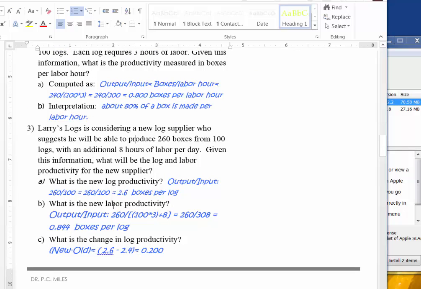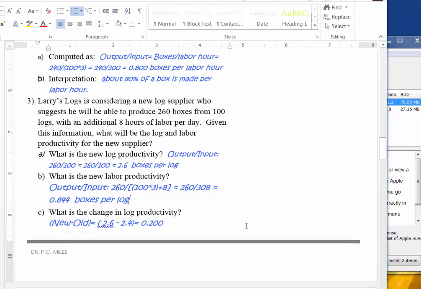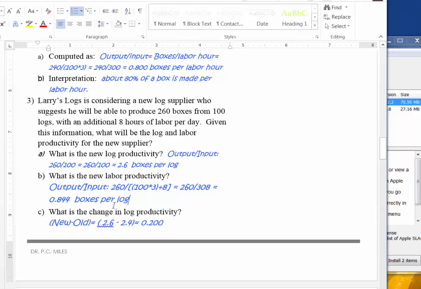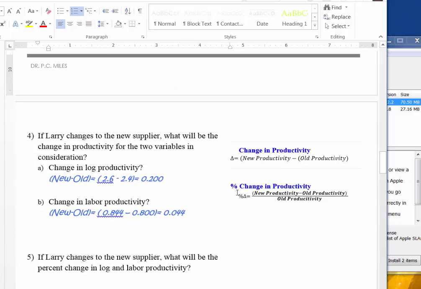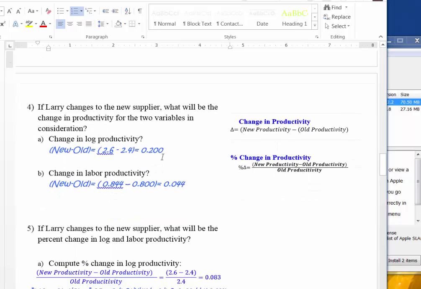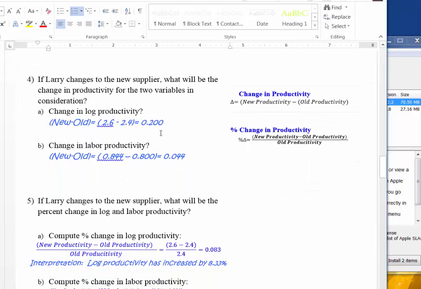We can also do this in terms of labor productivity. Again, we're going to do it the same way. We're going to have output divided by input. Output is 260 divided by 100 times 3 plus 8. So we end up with 0.844 boxes per labor hour. Now, here I've computed what the change in log productivity is, but I'm going to skip down here because I've got it written out a little bit better down here.